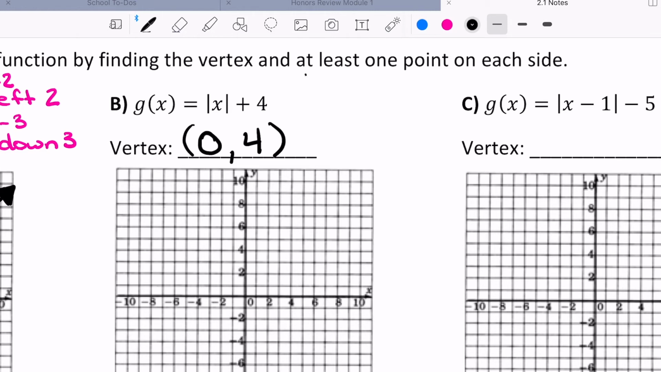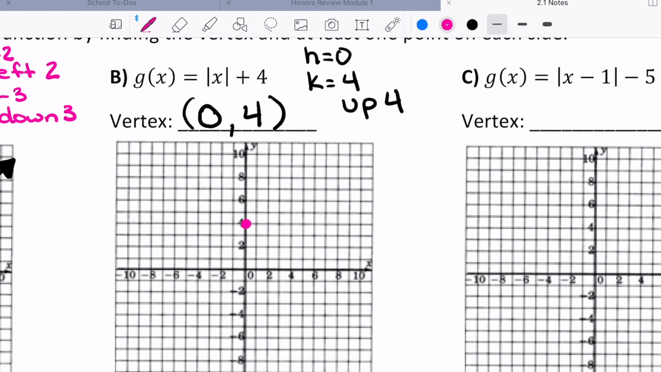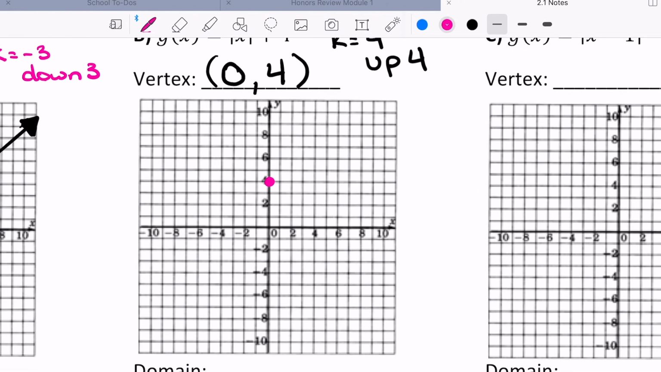Now, what does that mean? If h is 0, did it shift left or right? No, there was no shift left or right. But k is +4, which means it moved up 4 units. Okay, plotting our vertex at 0, 4, we're on the y-axis. Okay, find a point to the left.